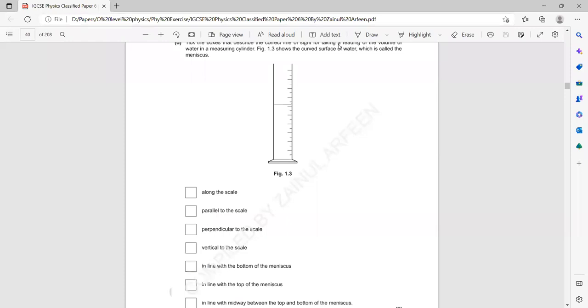So what we should do to avoid an error with the curved line called the meniscus along the scale? We should look perpendicular and in line with the bottom of the meniscus. That's right. So we should always look perpendicular, in line with the bottom of the meniscus, like our eye level. So this was the last part of the topic density.